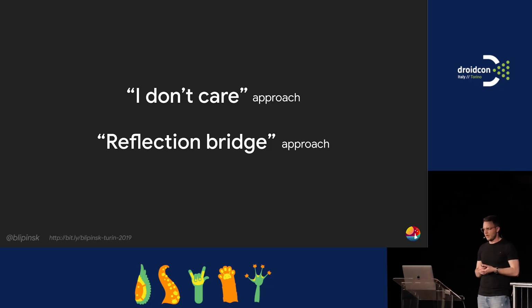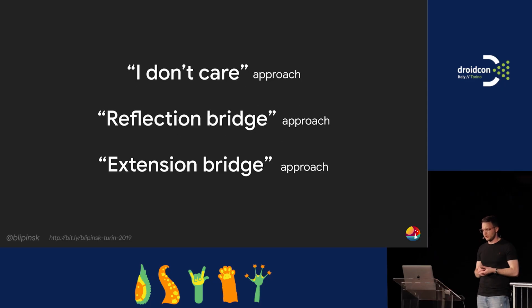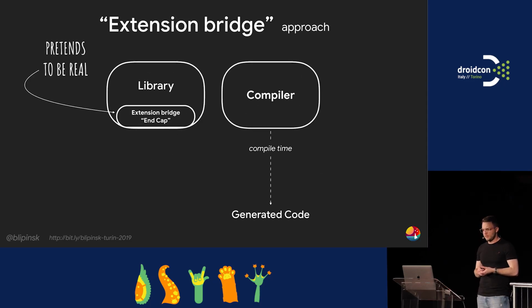I would like to propose the third approach, something I call the extension bridge approach. The extension bridge approach from the outside looks very similar to a reflection bridge because it also has the runtime library, which you can include in your code and you can use it right away. But instead of the reflection bridge, it has something I call the extension bridge end cap. Why end cap? Because it just pretends to be the real thing.